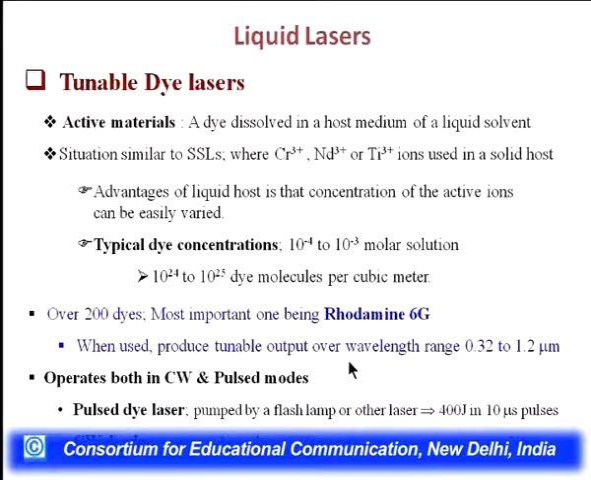The most important one is rhodamine 6G. When used, it produces a tunable output over the wavelength range of 0.32 to 1.2 micrometer. We have a very broad range of output in the liquid laser, from 0.32 to 1.2 micrometer. And this operates in both continuous wave and pulse mode. The pulsed dye laser is pumped by a flash lamp or other lasers. As we discussed, the excimer laser is used to pump the dye laser. Here we can use the excimer laser for pumping the dye molecules, and it must be 400 joule in 10 microsecond pulses. A continuous wave dye laser is pumped by CW lasers like argon ion, and the output power must be 2 watt.